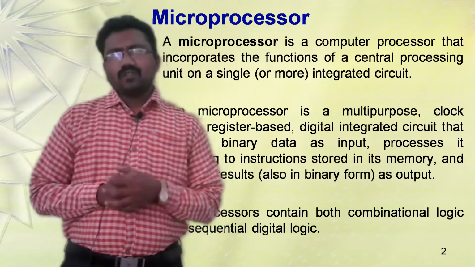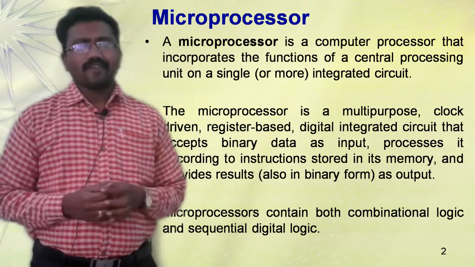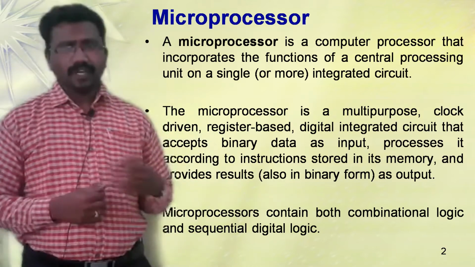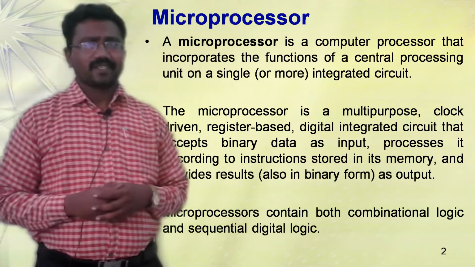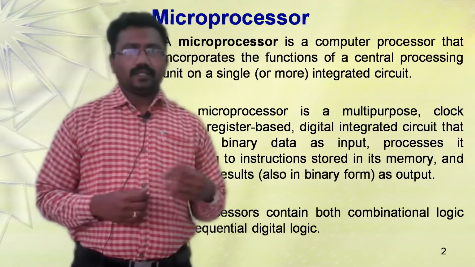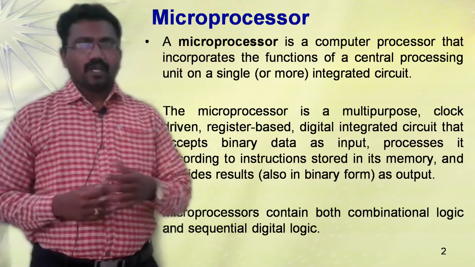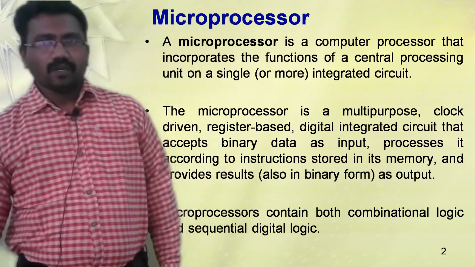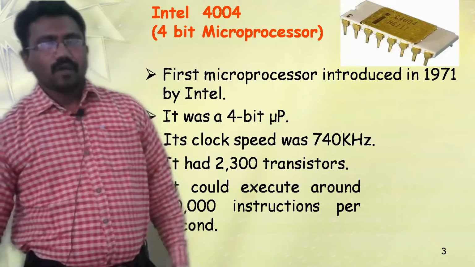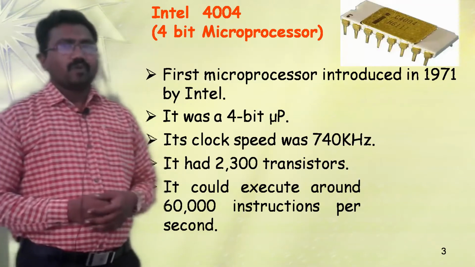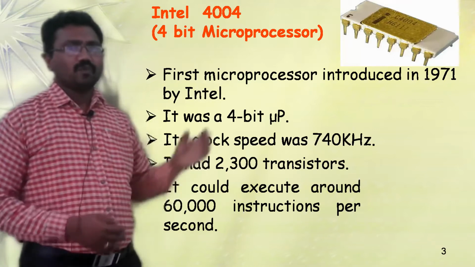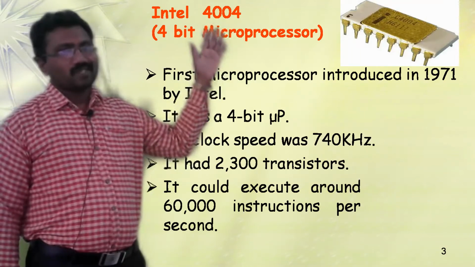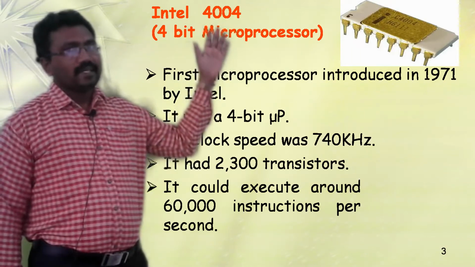There are many different types of processors available. For example, if you take Intel processors, so many types are there. What are the different processor manufacturing companies? Intel, AMD, Motorola. Let us see the different types of processors from Intel. The first microprocessor, the 4004, was introduced by Intel in 1971.